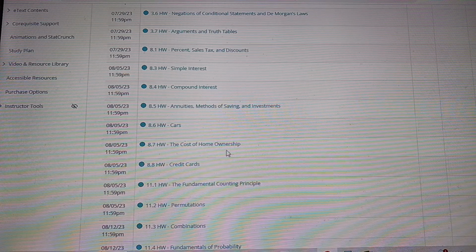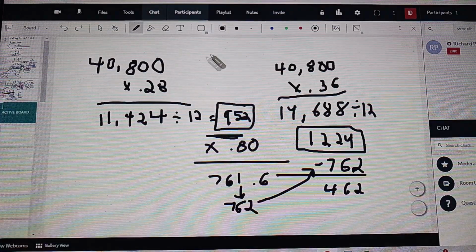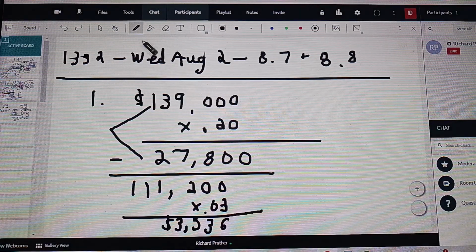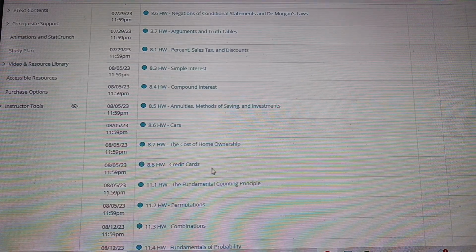Okay, so we got home ownership out of the way. We're about to do credit cards. Let's think of a word of the day involving either home or credit cards. Let's go with MasterCard. On Wednesday, August 2nd, send me an email for the word of the day and send me MasterCard, one company that does credit cards.